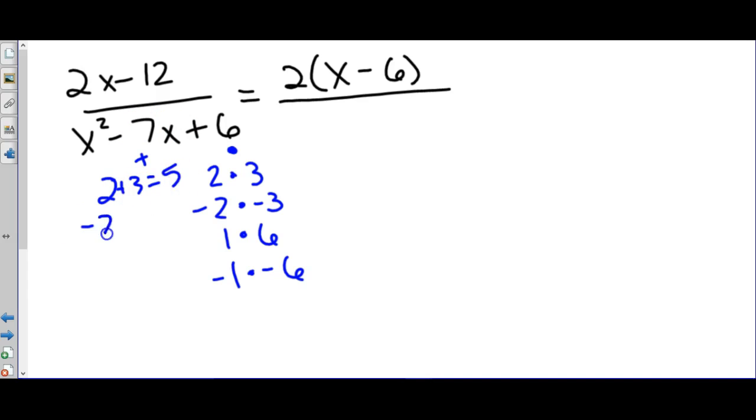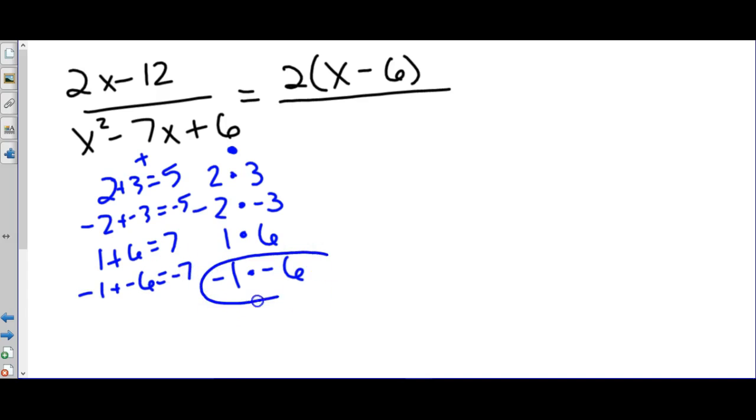2 plus 3 is 5. Negative 2 plus negative 3 is negative 5. 1 plus 6 is 7. Negative 1 plus negative 6 gives you negative 7. So these are the correct numbers.